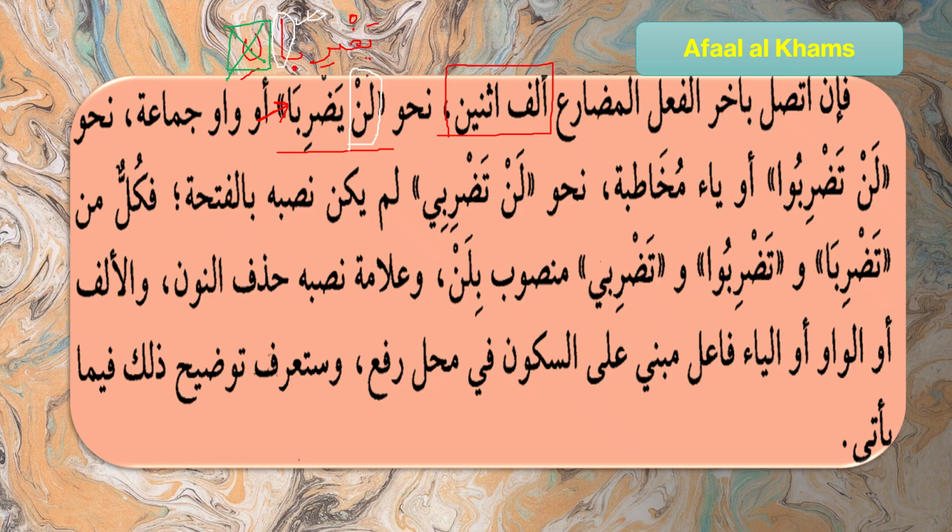Now what happens when there is the noon, for the plural, jama mudhakkar, tadribu. Now this waw is the waw al-jama damir. A damir never gets deleted. The original word for tadribu is تضربون. So this is the original of afalul khamsa, where the noon gets deleted and the waw remains, and this waw is the damir waw al-jama, showing how many people are doing the action, and that male people are doing the action.